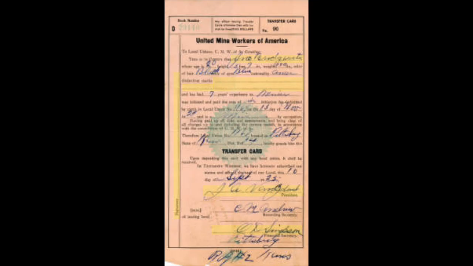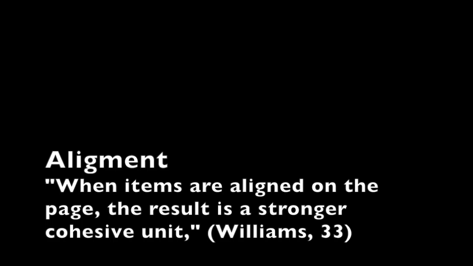When items are aligned on the page, the result is a stronger cohesive unit. In this example from the Hearl Maxwell collection, this coal mine ventilation document has all of the titles and headings center aligned. All paragraphs start at the left with an indentation and read left to right. This is another form of alignment.